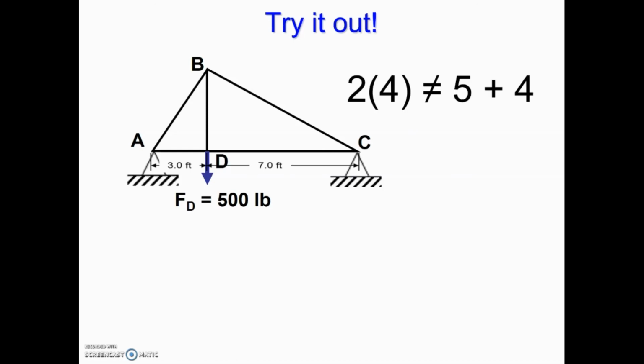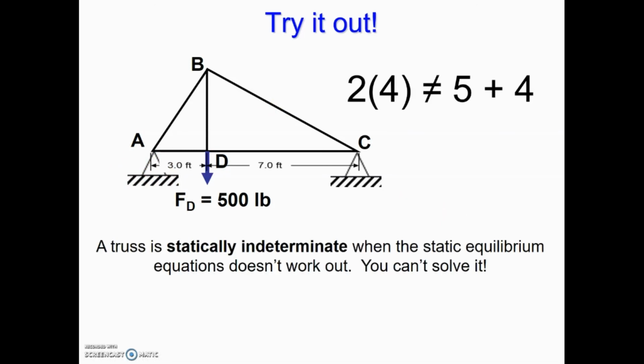So I find that I have 4 joints, 1, 2, 3, 4. I have 5 members, 1, 2, 3, 4, 5. And I have 4 reaction forces, 2 from each pin. So 8 is not equal to 9. What that means is this truss is statically indeterminate. No matter how hard you try, you're not going to be able to solve this truss. And that is a big problem.